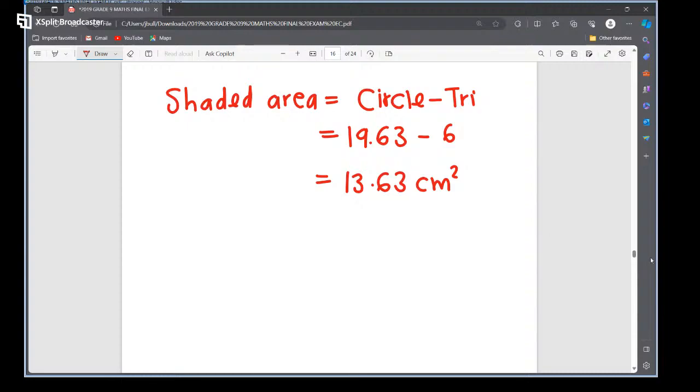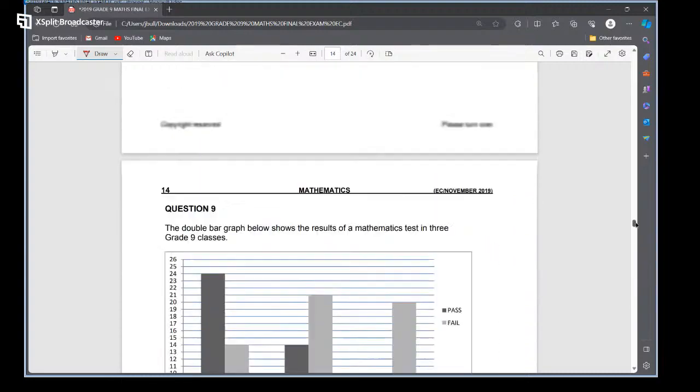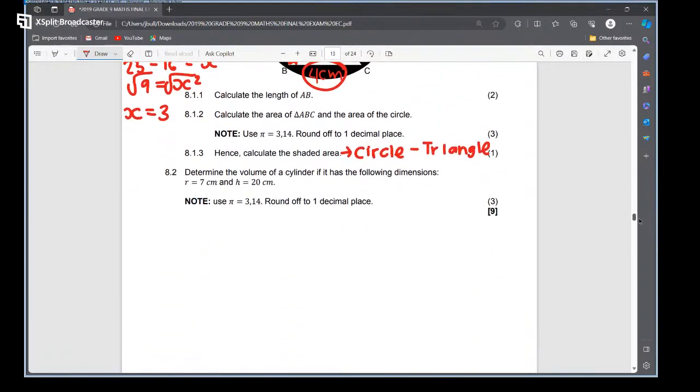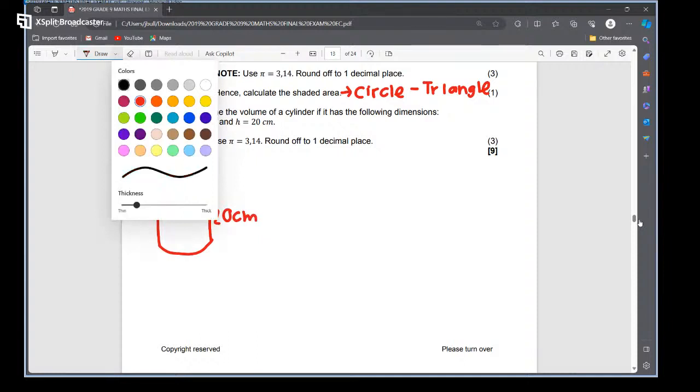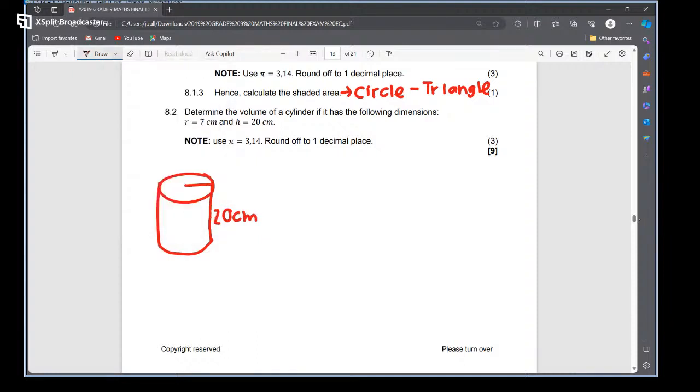Okay, then next up we have a volume question. So they say determine the volume of the cylinder if it has the following dimensions. A cylinder, we know it looks like a toilet roll. So something like that. The radius they say, so that is the radius, half of that circle there, and then the height is 20. So height is 20 centimeters, and then the radius is 7.